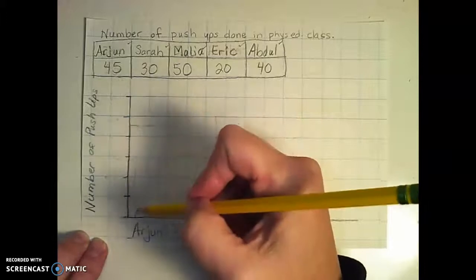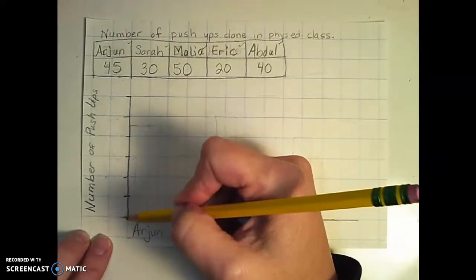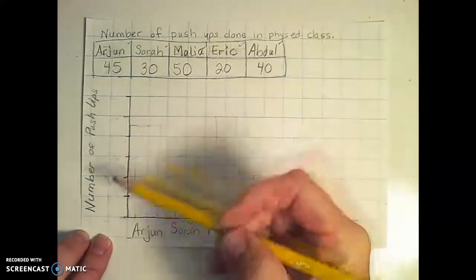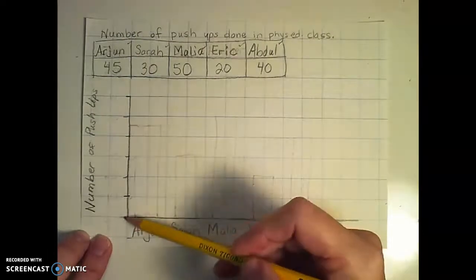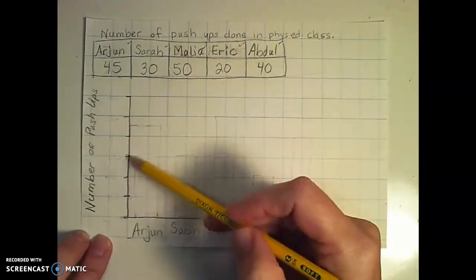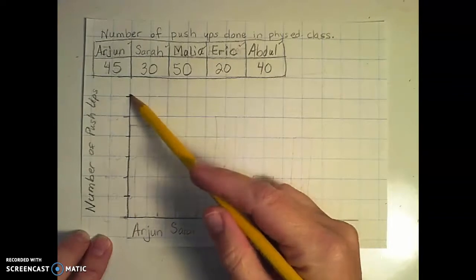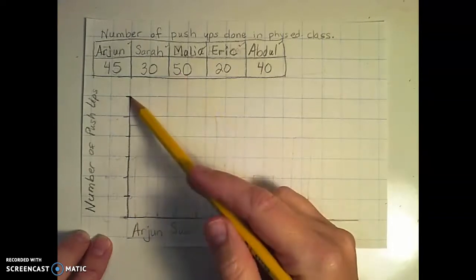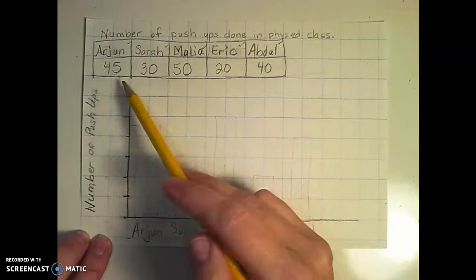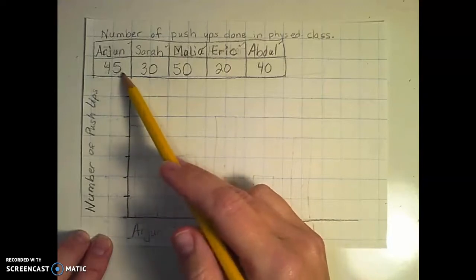All right. Okay, so I'm going to count by 10s. Let's see if that works. If I started here and I counted by 10s, 10, 20, 30, 40, 50, 60, I could do that. 50 is the highest, so 60 is more than enough. But if I count by 10s, how am I supposed to do 45?